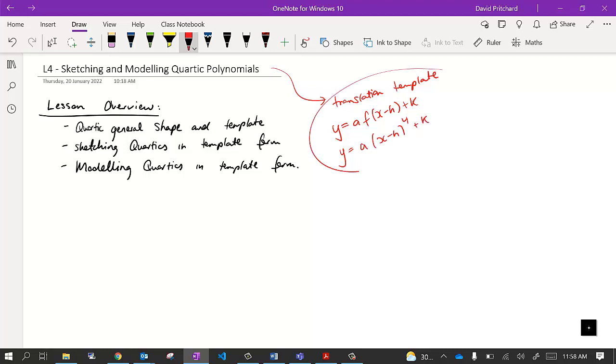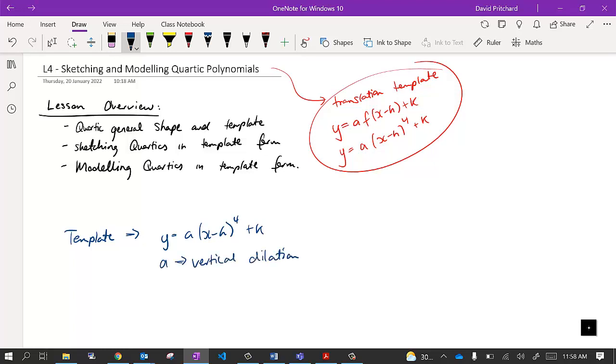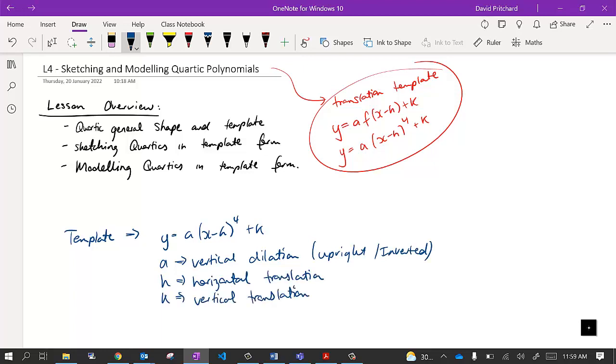All right, so that's our goal. That's what we're looking at. We're going to examine this particular shape. All right, so knowing now that our focus is on the template, y = a(x - h)^4 + k, knowing that a is vertical dilation and that it also determines whether it's upright or inverted. We know that h is horizontal translation and that k is vertical translation. We'll quickly go into Desmos and have a little bit of a look so you can see how this compares to other types of functions.